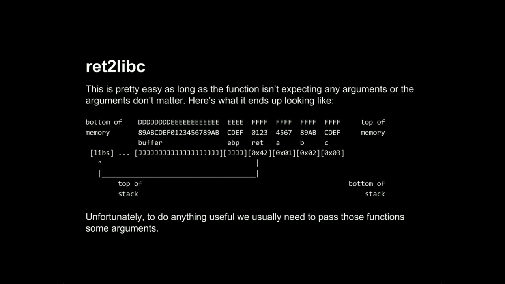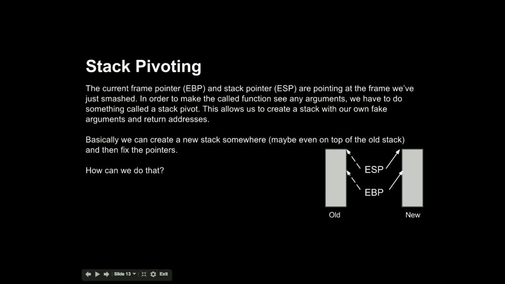The problem with that is that the top of our stack is still pointed up here. If it's looking at a specific offset, it's going to be looking right before where it expects the return address to be. It'll be looking somewhere over here for that. What we often end up having to do is something called a stack pivot, which is where we create our own fake stack to use. Right now the current frame pointer and stack pointer are pointing at the frame that we've just overwritten. We've just smashed it.